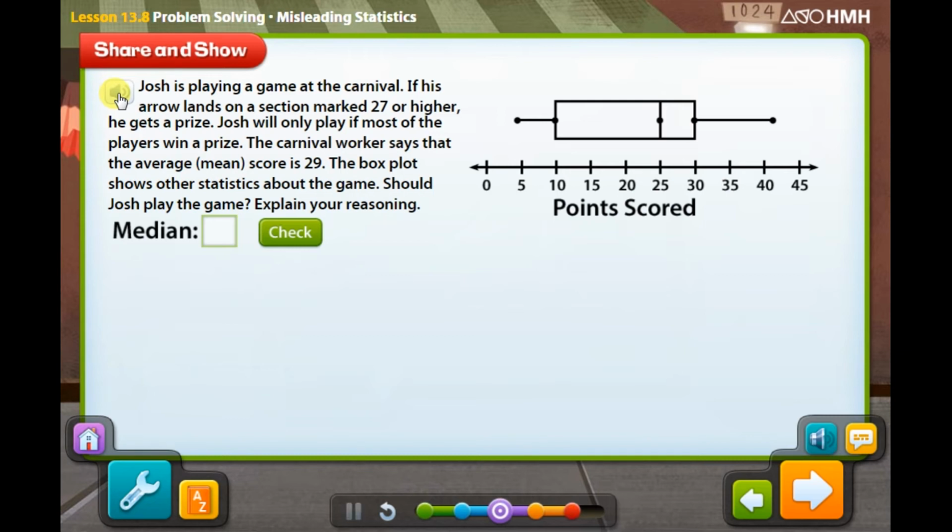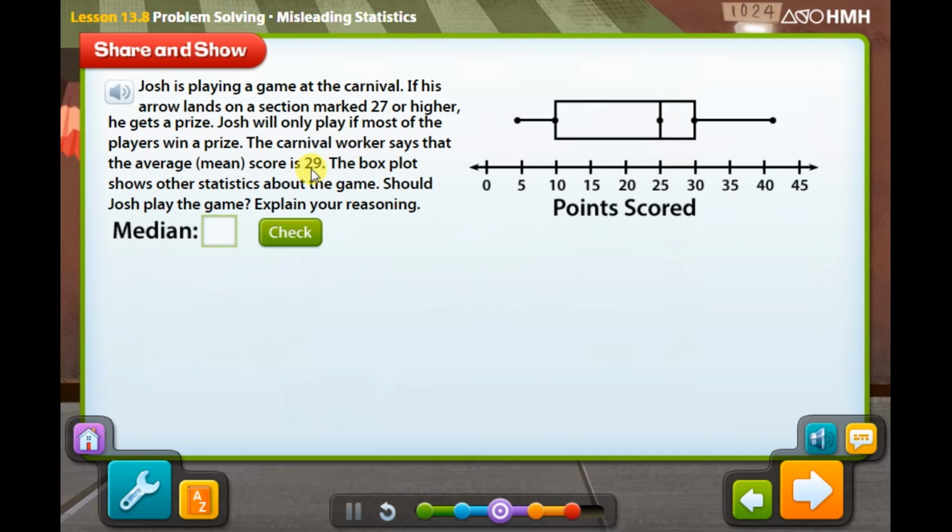So first, again, let's read the question and see the givens. Here, if Josh lands his arrow in a section marked 27 or higher, meaning 27, 28, and so on, he will win a prize. So in this case, the carnival worker said that the average, or the mean, is 29.